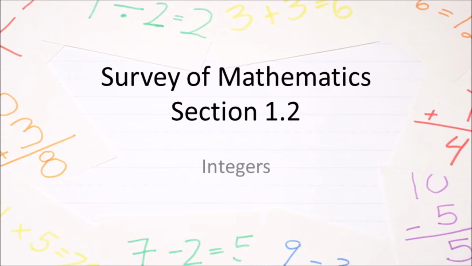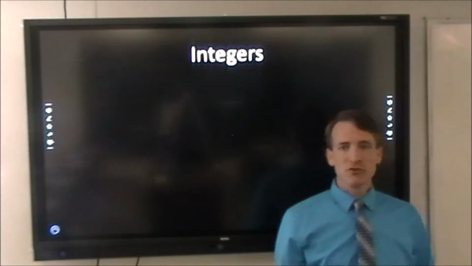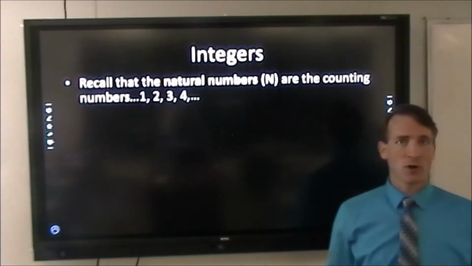Now yesterday, or in the last lesson, we learned about natural numbers. Natural numbers are the counting numbers, things like 1, 2, 3, 4, and so on. Today we're going to add several more terms to our learning.